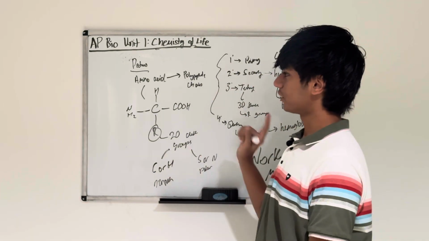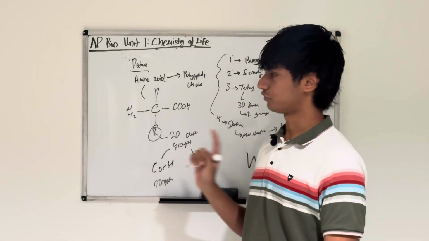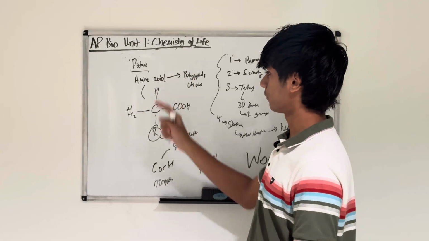Those are the 4 major macromolecules plus water, which is really all you need to know for AP Biology Unit 1 Chemistry of Life.